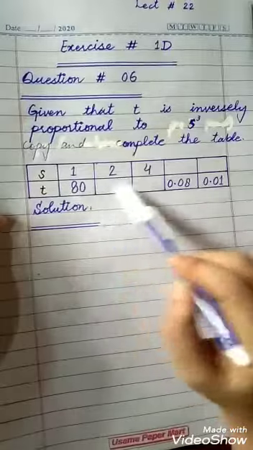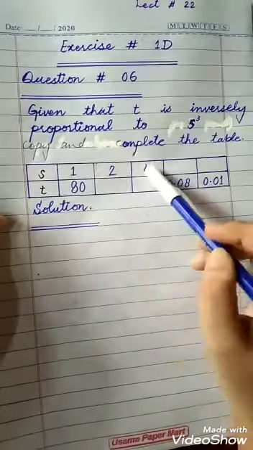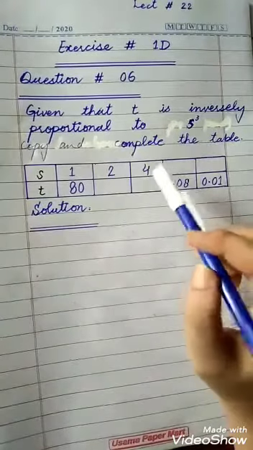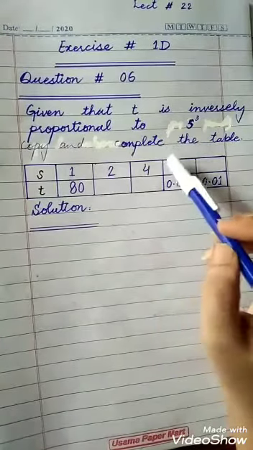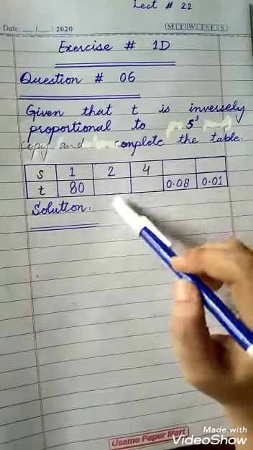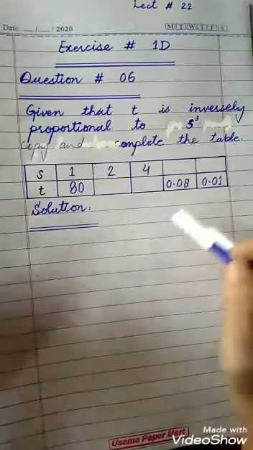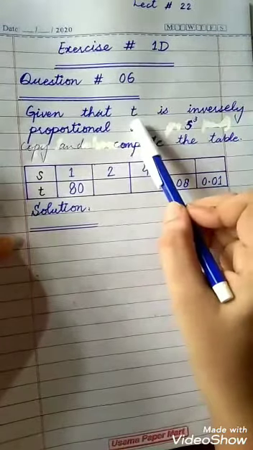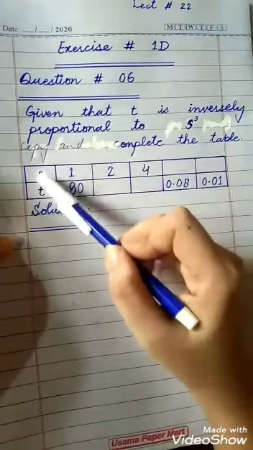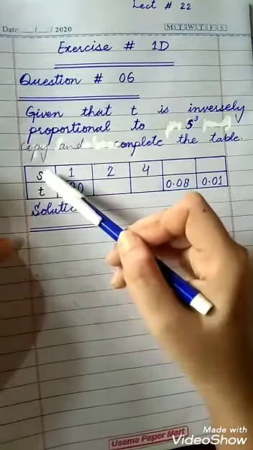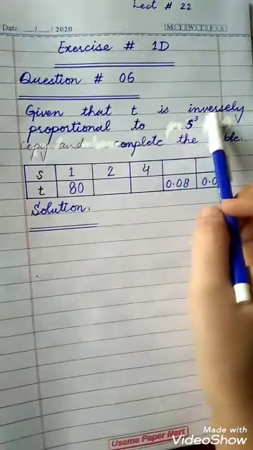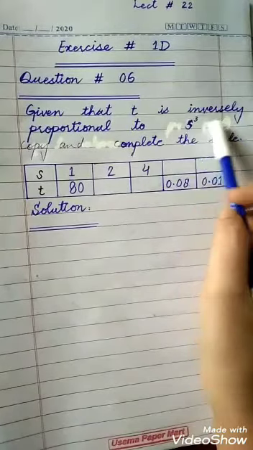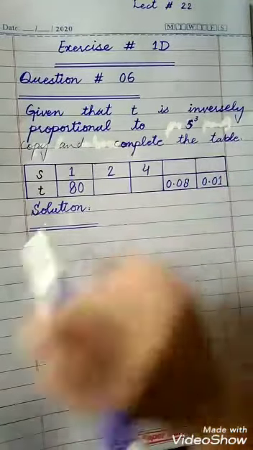These are s values and these are t values. A few s values are given, a few are missed, and a few t values are given and a few are missed. So by using the t values we can find the missed s values, and by using the s values we can find the missed t values. Now first of all we will check what the relation between t and s is, because t and s are variables, and they have given us inversely proportional to s cube. It means the relation is inverse.